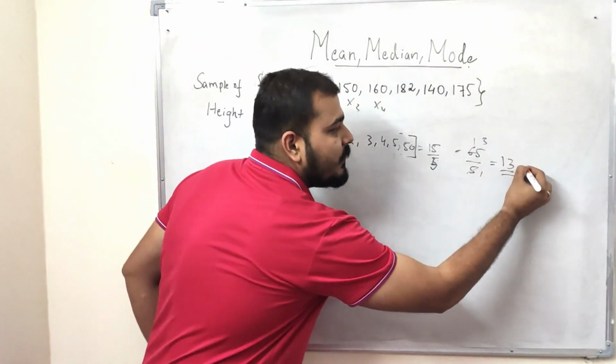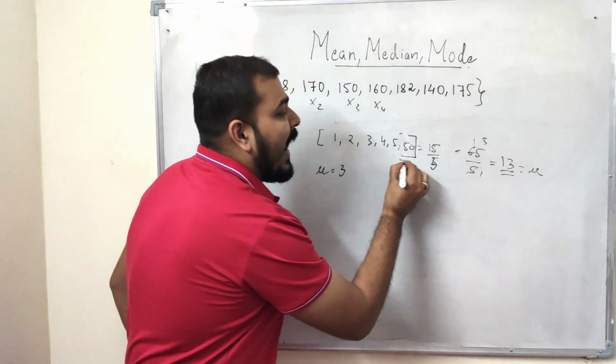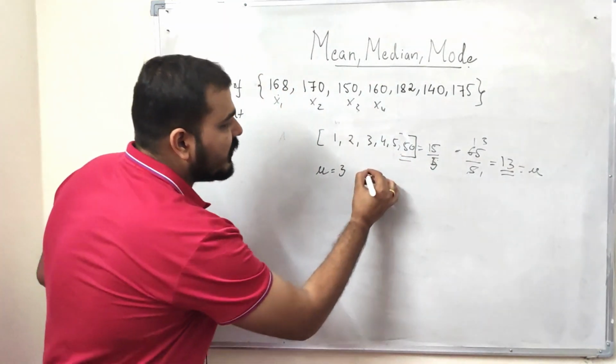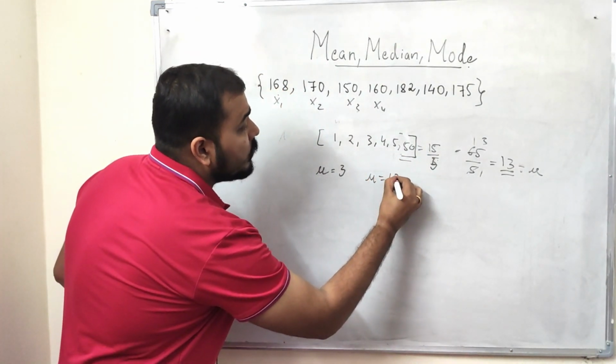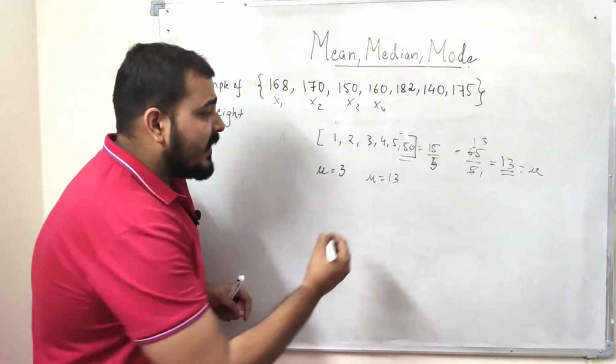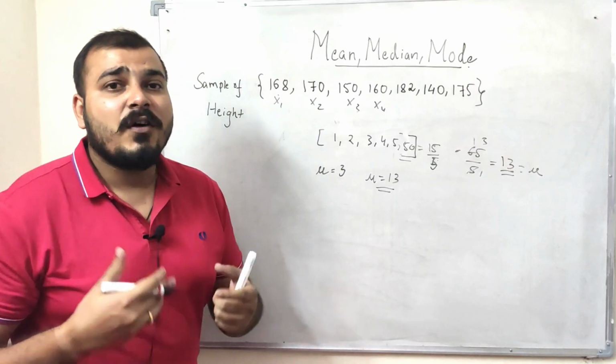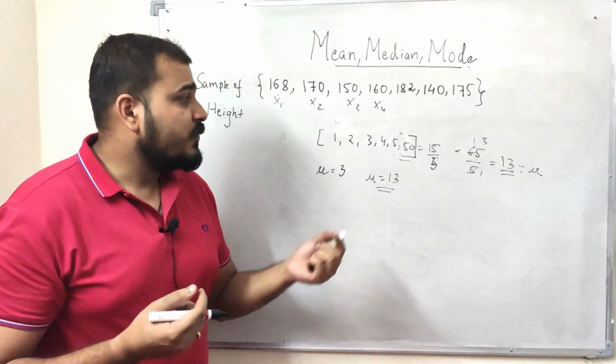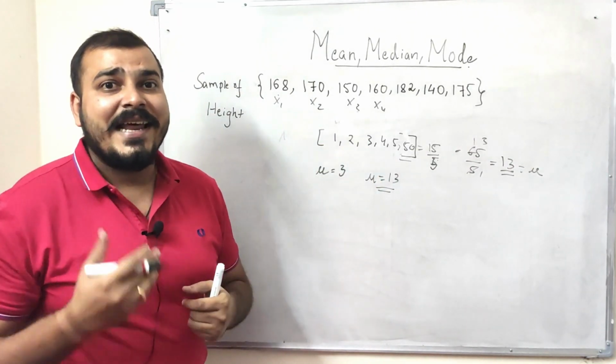Now understand guys, this is my new mean after I added an outlier 50. Now you just see the difference of an outlier, the difference in the mean, because I have added just an outlier. This basically represents a completely different format of the distribution, and this is very, very harmful for doing any statistical analysis.